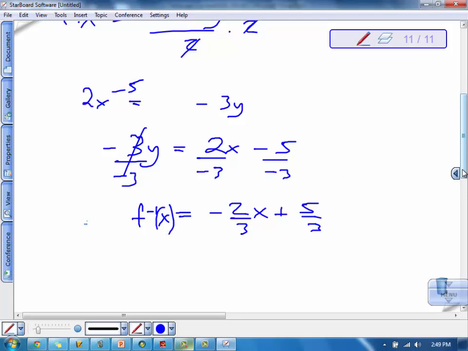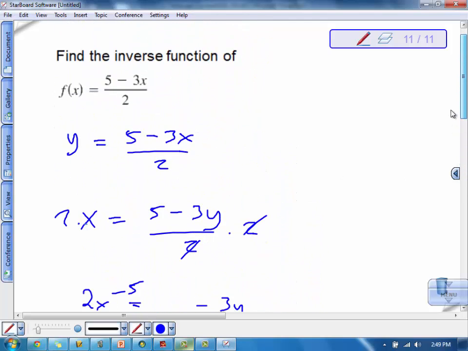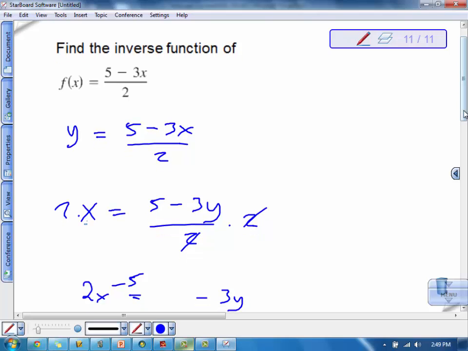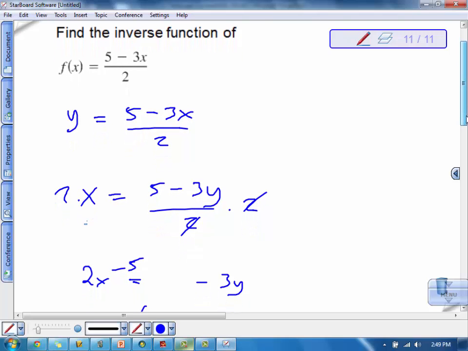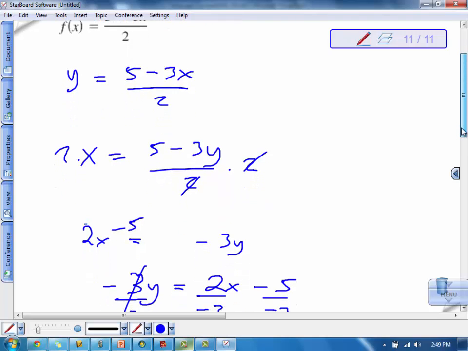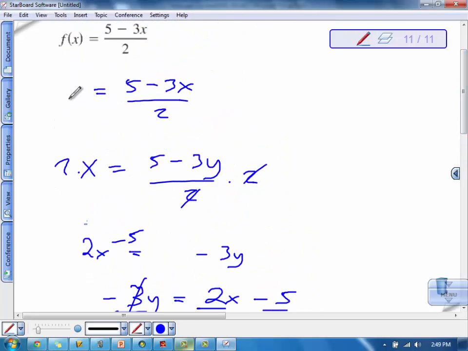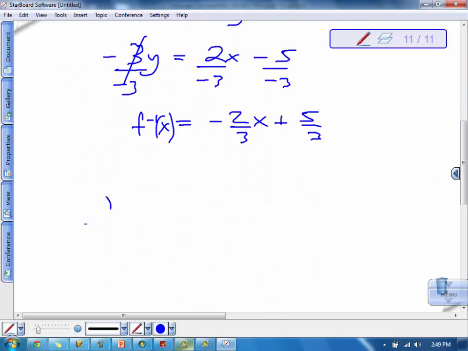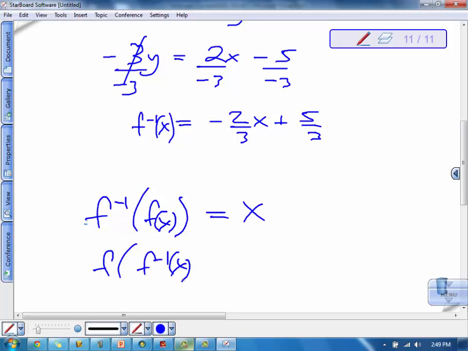Okay. Now we could graph both of these to make sure that they are both reflected images over the line y equals x. We could also test to see that they're inverses of each other by taking the original f of x and plugging it in. So we'd have f inverse of f of x. If we do this composition, you'll get x. And if you do the other composition, you'll get x. Okay? Now I'll graph both of these real quick in the calculator.